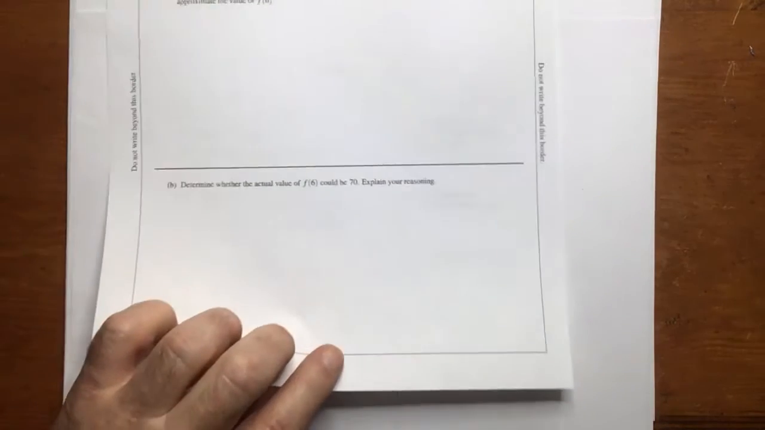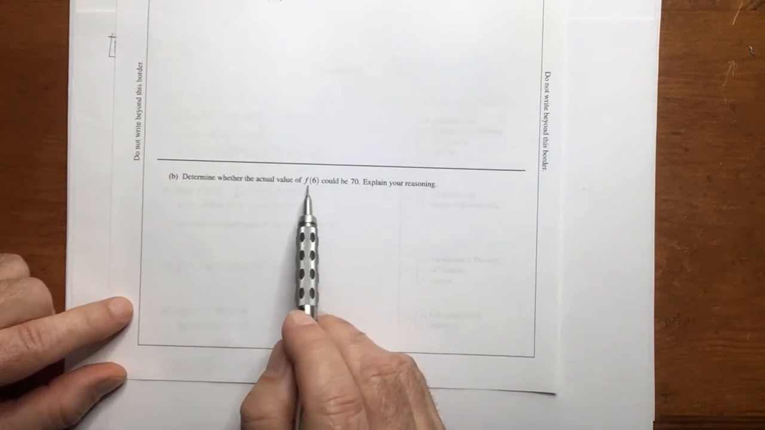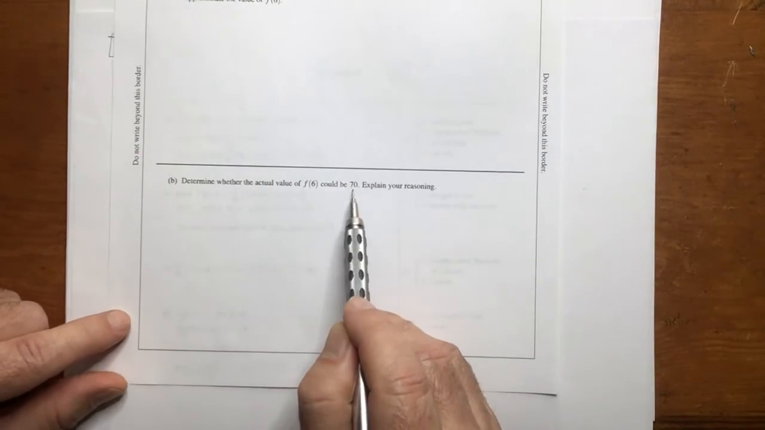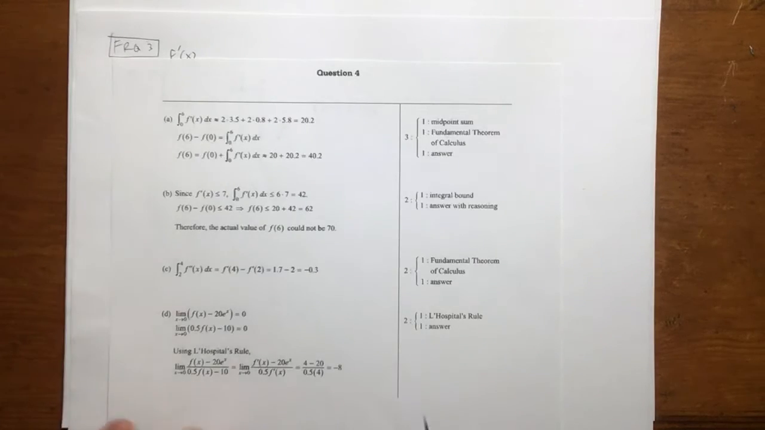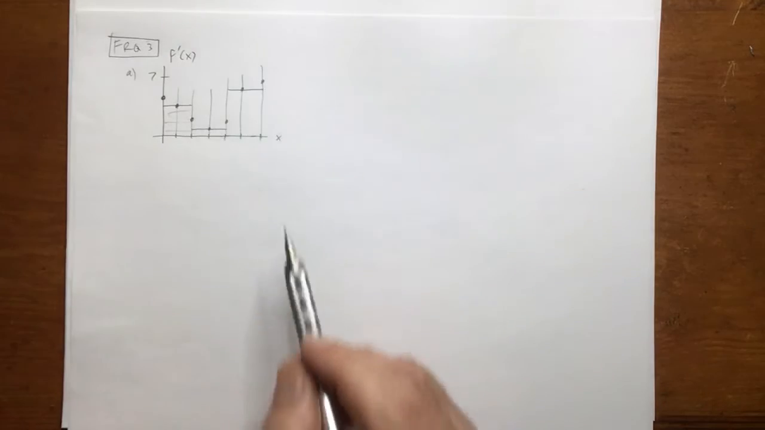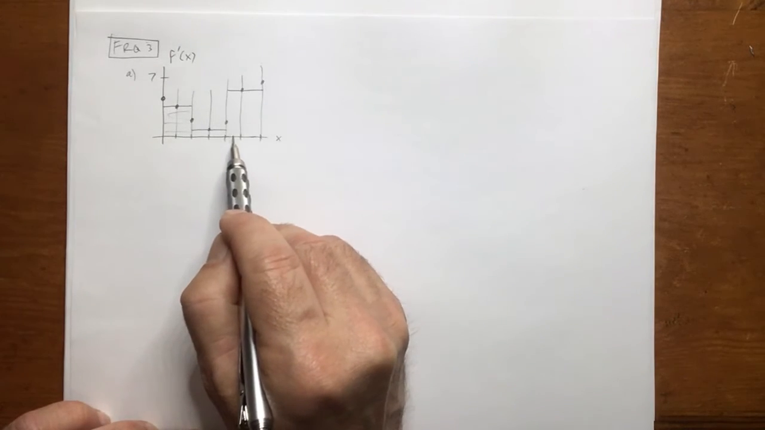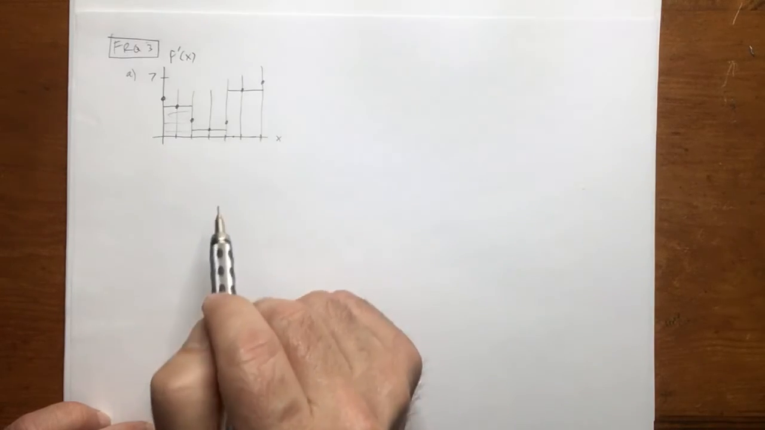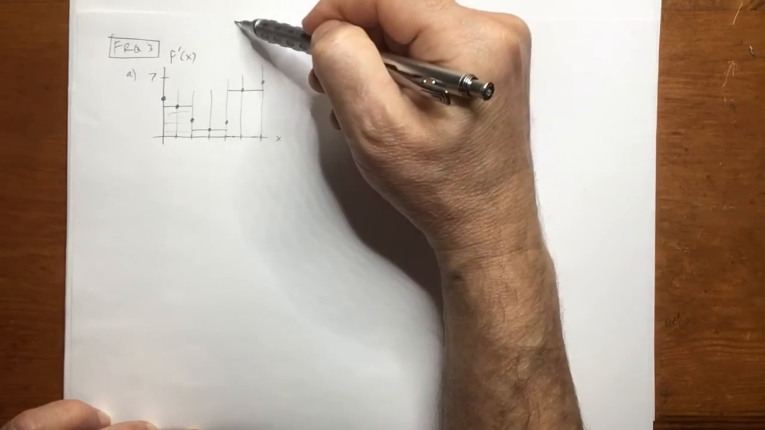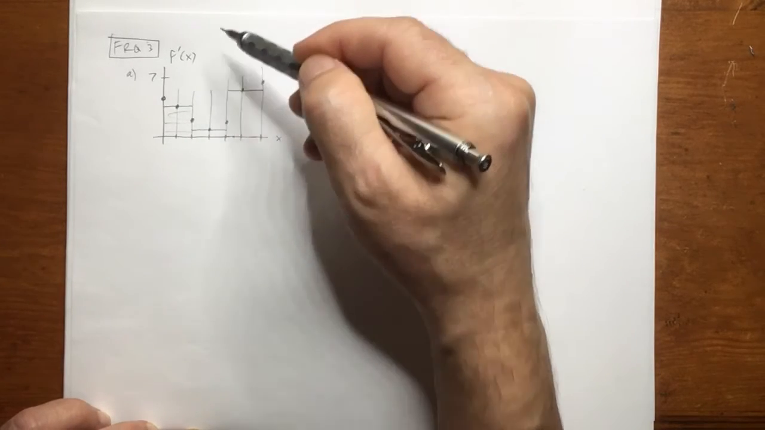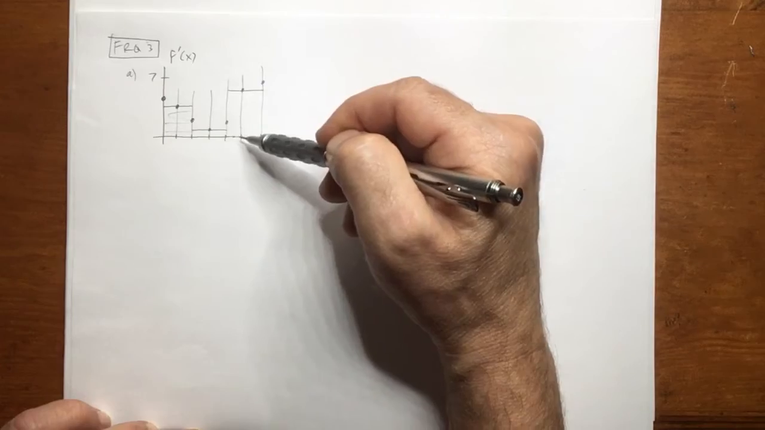Okay, and then part B. Determine whether this approximation could be so far off that it's actually 70. And the idea is this. If we look back at here, the area under here, well, this is just approximate. We don't know the value of this y value at whatever that is, like 4.5 or something. Maybe it's 100. And so the curve comes down and then goes way, way up, and you have a tremendous amount of area under this curve.